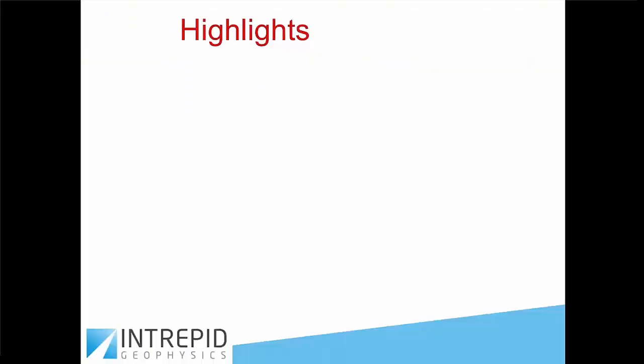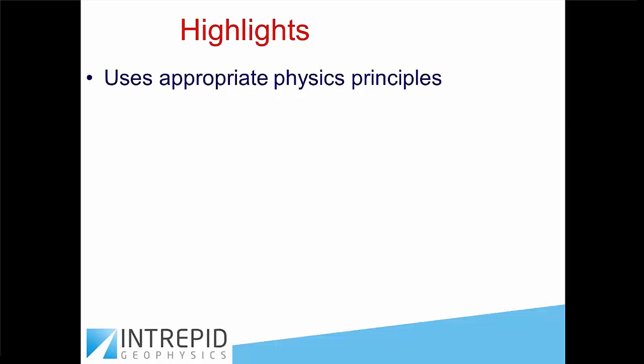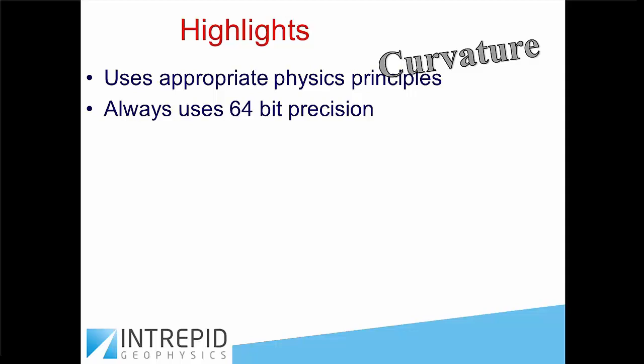So the highlights of the tool. The intent is to use appropriate physics principles, and in this case that implies honouring the curvatures. We know that the second derivative of potential field is continuous, and that is in fact a statement of a smooth curvature. We always use 64-bit precision at the very least to do the internal arithmetic, to minimise any sort of errors that might be introduced due to rounding.